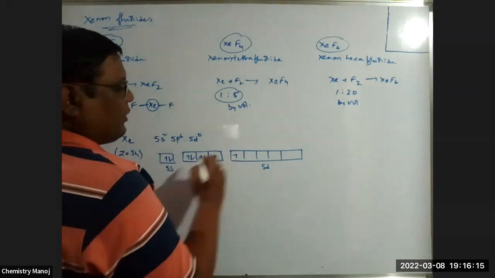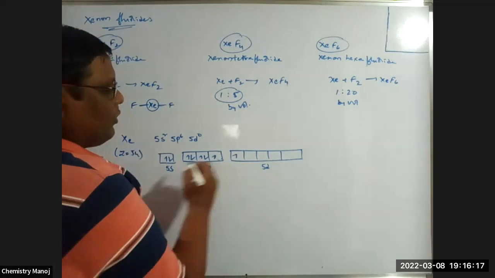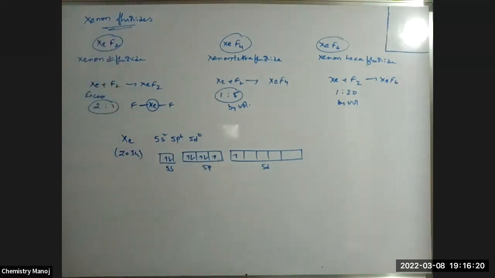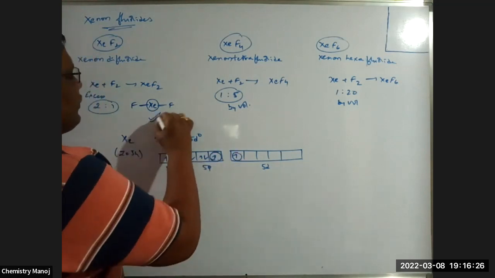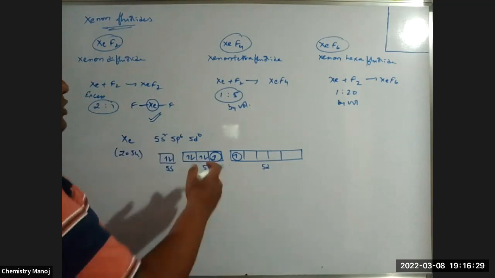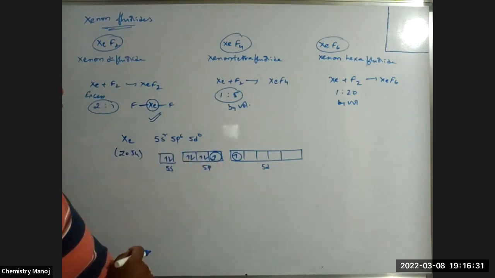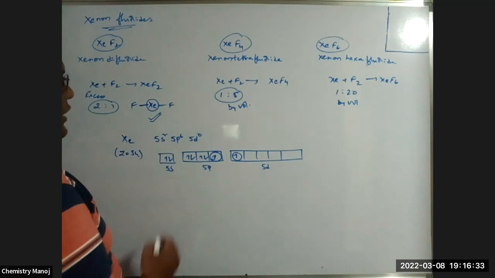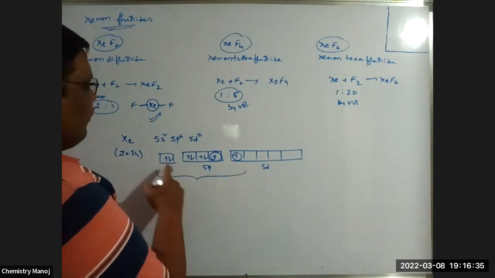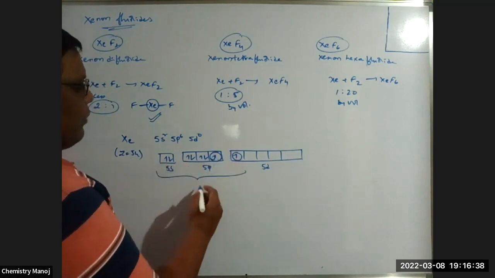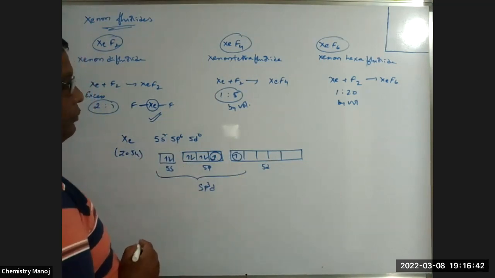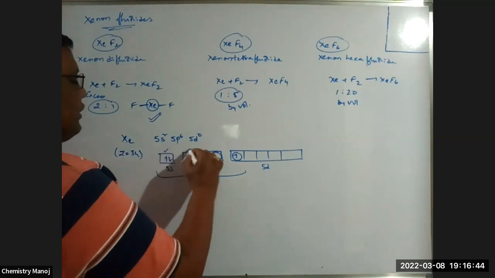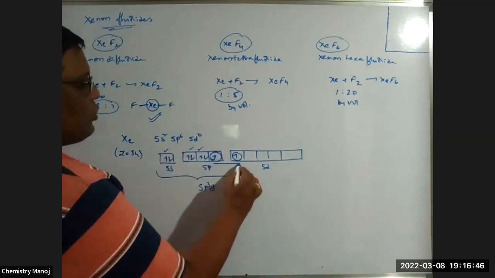An electron is excited from here to here. How many unpaired electrons are there? 2 unpaired electrons. So whenever 2 unpaired electrons are there, XeF2 is formed. Is this the first excited state or the ground state? First excited state. Now the hybridization is one s orbital, three p orbitals, one d orbital: sp3d hybridization.